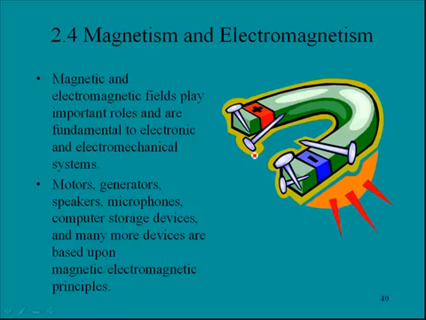Okay, we're in section 2.4, and we're going to be introducing magnetism and electromagnetism in this particular section. Magnetic and electromagnetic fields play important roles and are fundamental to electronic and electromechanical systems. Motors, generators, speakers, microphones, computer storage devices like hard drives, and many other devices are based upon magnetic, electromagnetic principles.